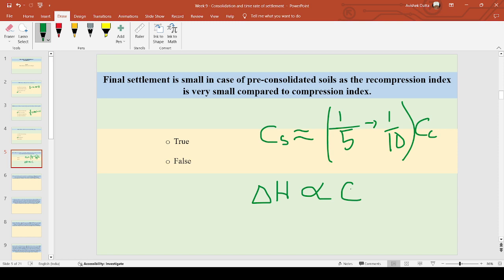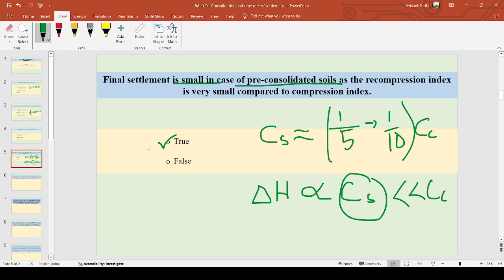So final settlement in case of pre-consolidated soils also depends on the recompression index, Cs, which is much less than Cc, so we get small final settlement in pre-consolidated soils. Yes, the recompression index is very small compared to the compression index, due to which final settlement is small in case of pre-consolidated soils.